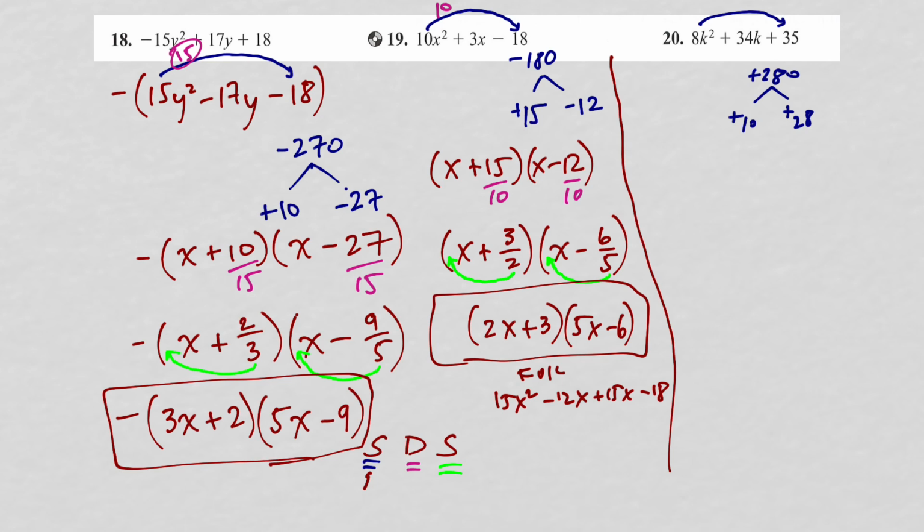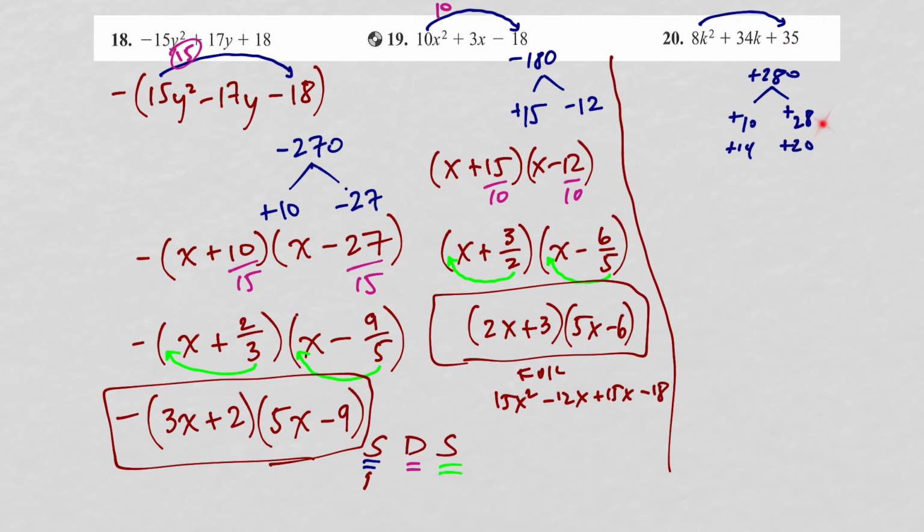Let's see if 280 is divisible by 12. Nope. 280 by 15. Nope. 280 by 16. Oh, I should have done 280 by 14. Yep. 280 by 14 is a positive 14 and a positive 20, and those add up to 34.